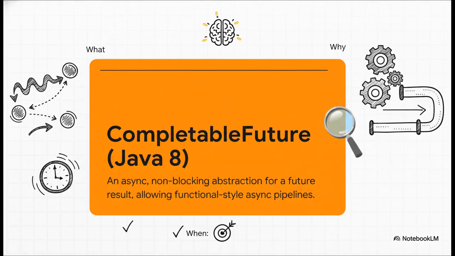Here's the perfect one-liner. You want to say something like, CompletableFuture, which came out in Java 8, is an abstraction for an asynchronous, non-blocking result of some computation. And the real kicker is this next part. And it lets you build these amazing async pipelines using functional-style callbacks.